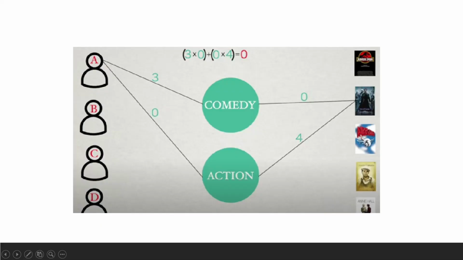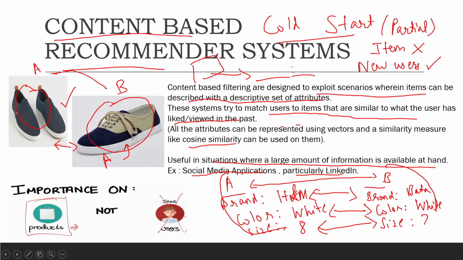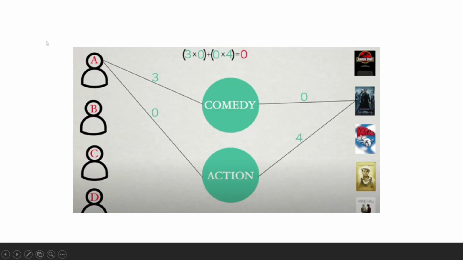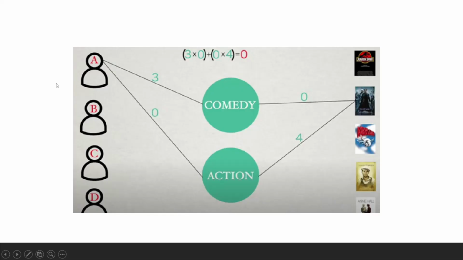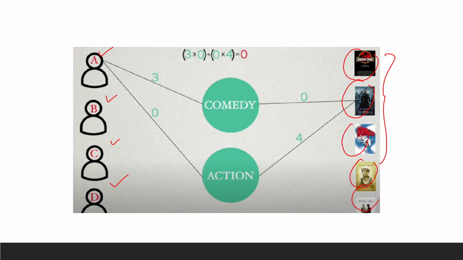Okay, so now this diagram is another way of showing you guys. This is your user A. This is your user B, C, and D. And here we have items, and the items are a bunch of movies. So this is Jurassic Park, the first one, and this is The Matrix, the second one. And here we have a few other movies as well.